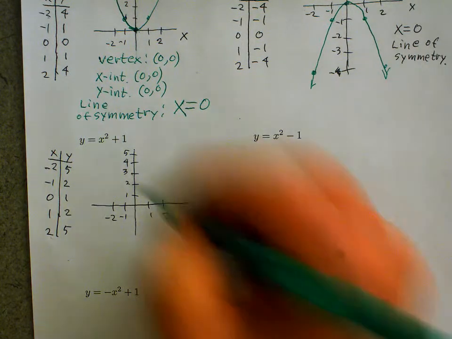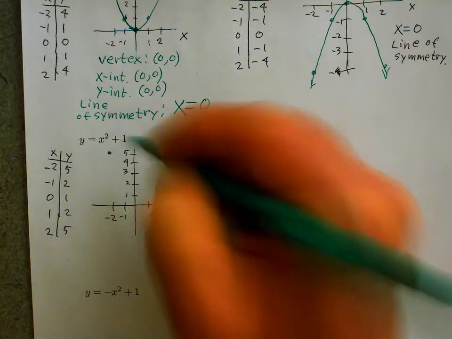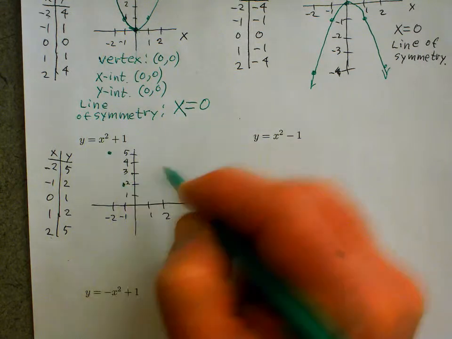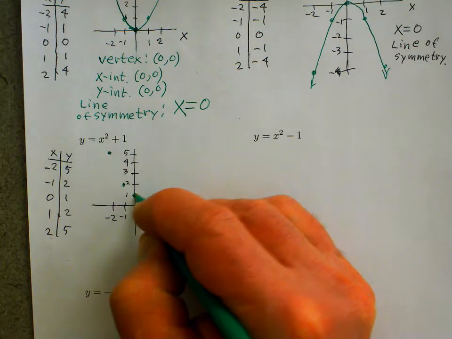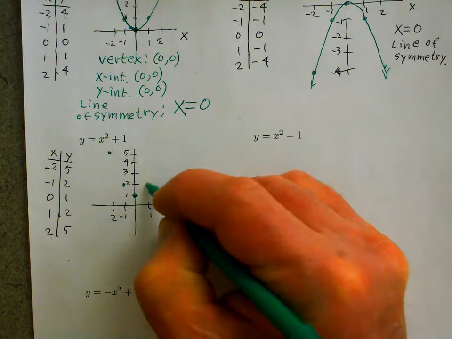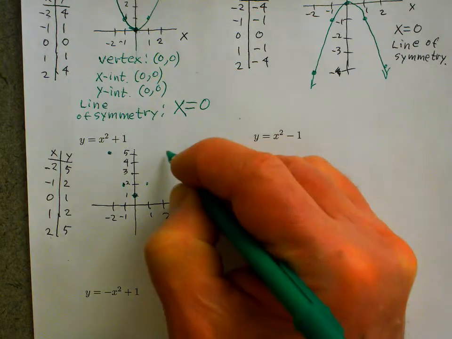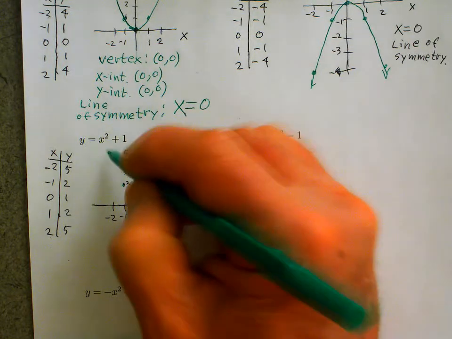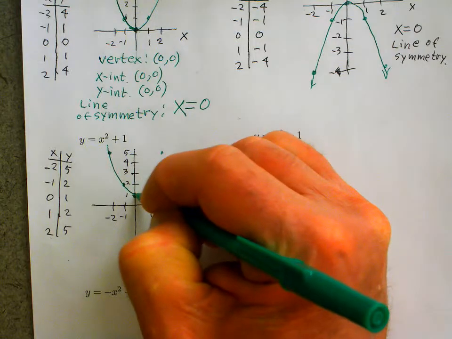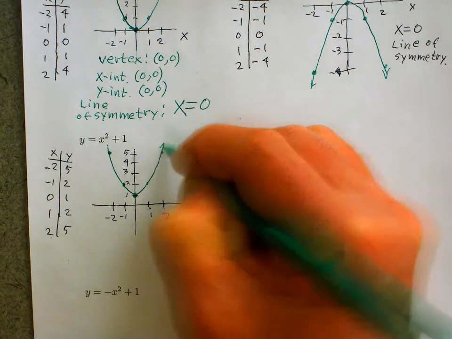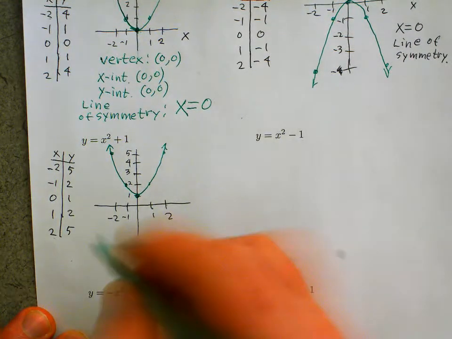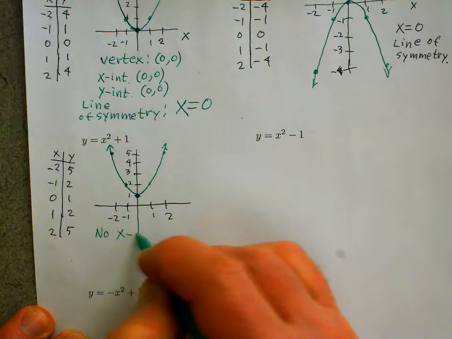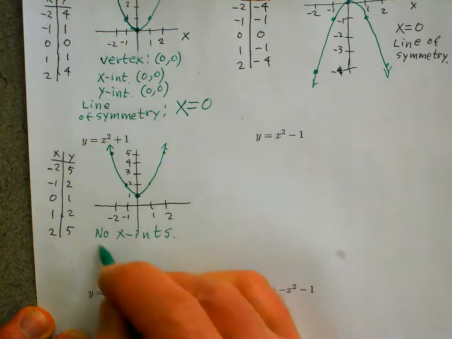Okay, so -2, 5, -1, 2, 0, 1, 1, 2, and 2, 5. Okay, this one has no x-intercepts. No x-intercepts. It does have a y-intercept.